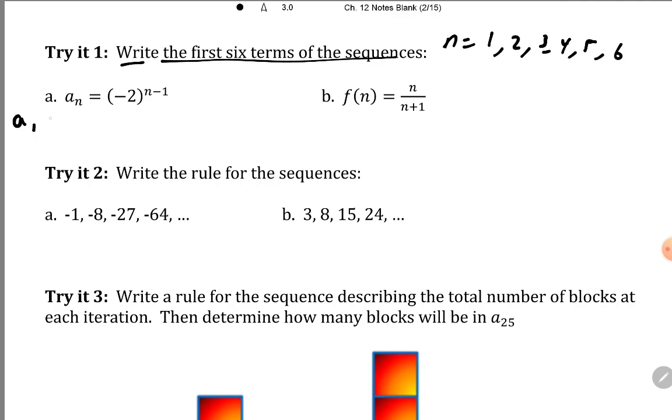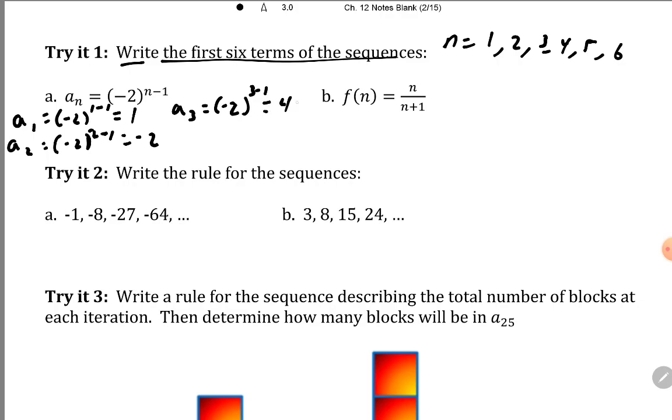So if I plug in 1, I'll get negative 2 to the 1 minus 1, which is negative 2 to the 0th power, and anything to the 0th power is 1. If I plug in 2, I'll get negative 2 to the 2 minus 1. That'll make negative 2 to the first. Negative 2 to the first is negative 2. If I plug in 3, I'll get negative 2 to the 3 minus 1, which is negative 2 squared, which is positive 4. So here's my sequence.